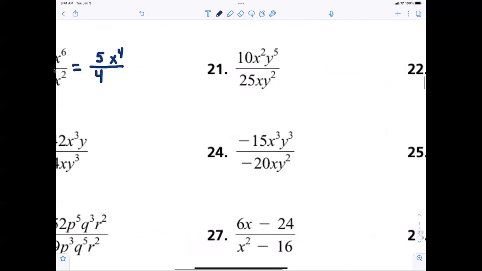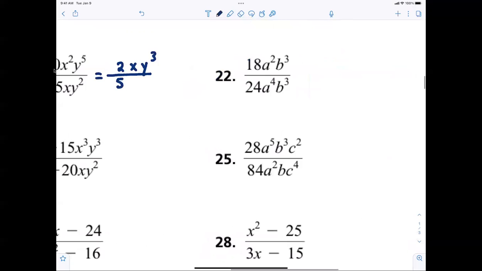Now, again, 21. I teach my kids, put an equal sign, put a fraction bar. Reduce the number. 10 over 25 reduces to what? 2 over 5. How many x's are on the top starting out? 2. How many on the bottom? 1. So I'm left with an x on the top. How many y's on the top? How many on the bottom? So you're left with 3 y's. Where? That's how easy. Very easy. Let's keep going.